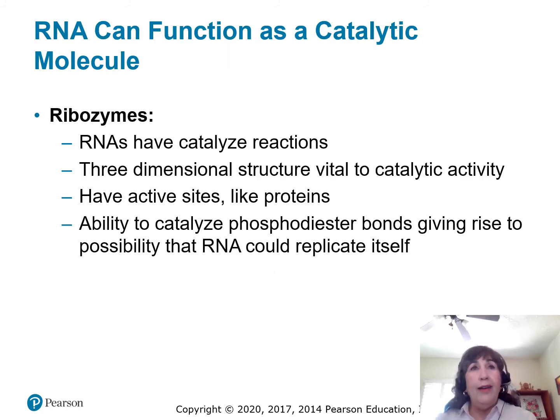So here we are, ribozymes. They're RNAs that can catalyze reactions. And keep in mind, when we say catalyze a reaction, they help speed up a reaction, but they don't get involved. So it has active sites just like proteins and specific proteins like enzymes. That's where ribozyme comes from. And so it has the ability to catalyze phosphodiester bonds, giving rise to the possibility that RNA can actually replicate itself.